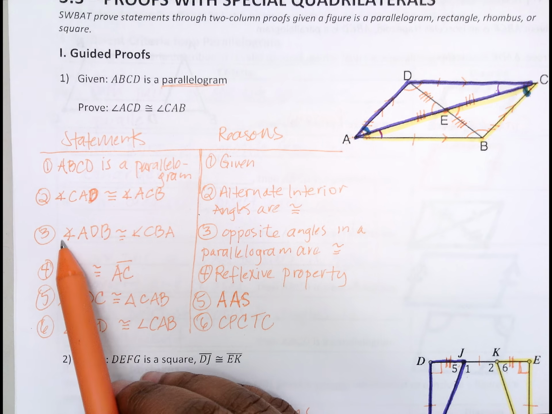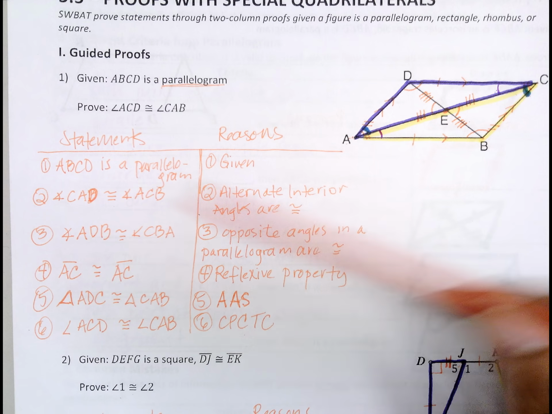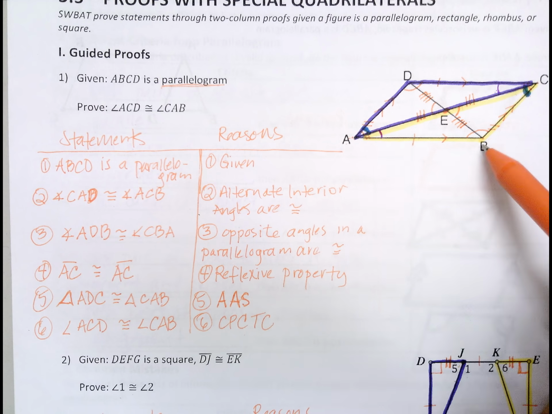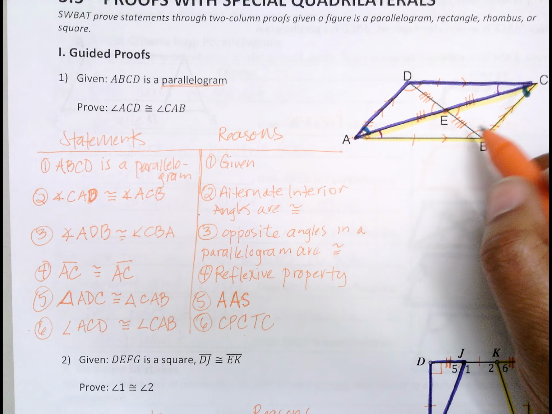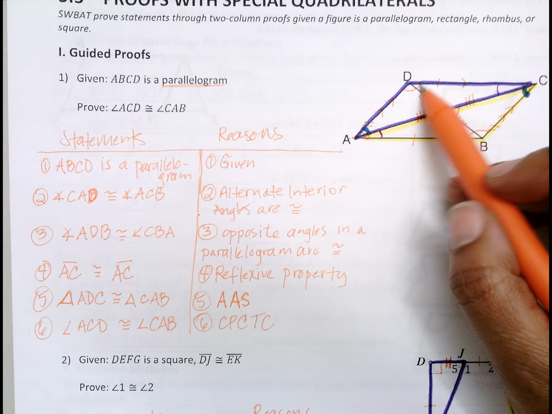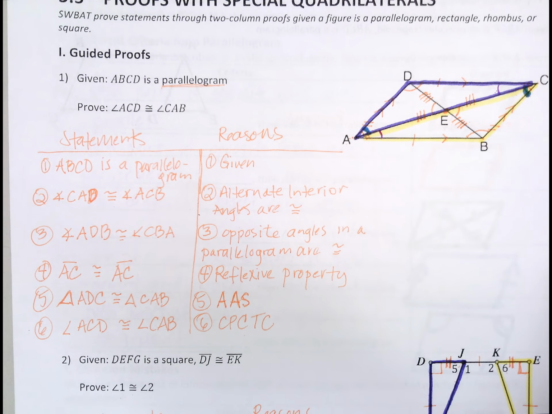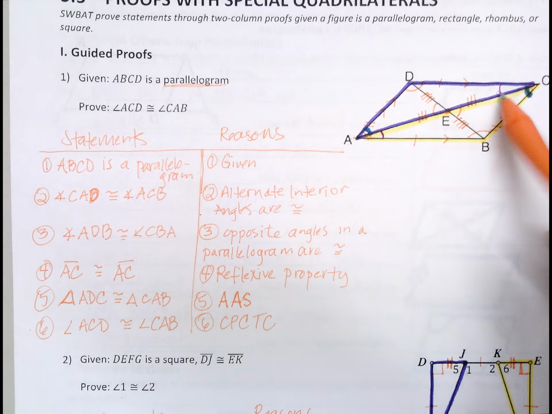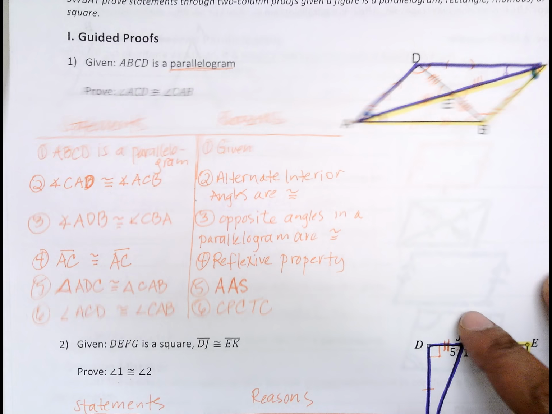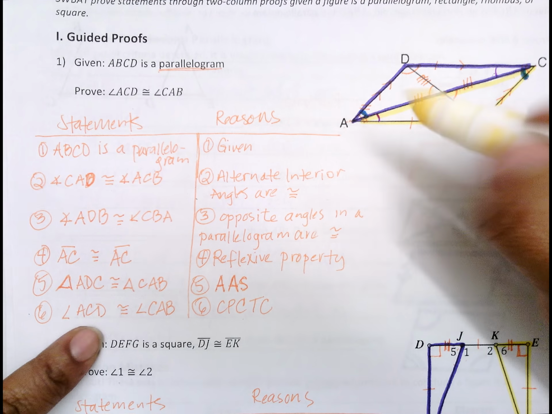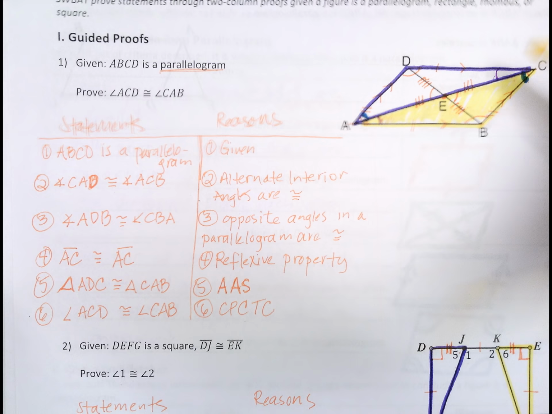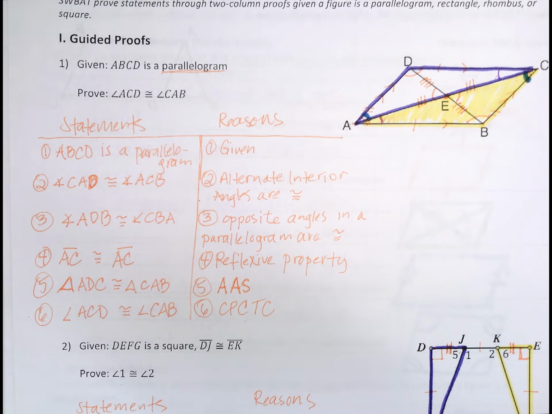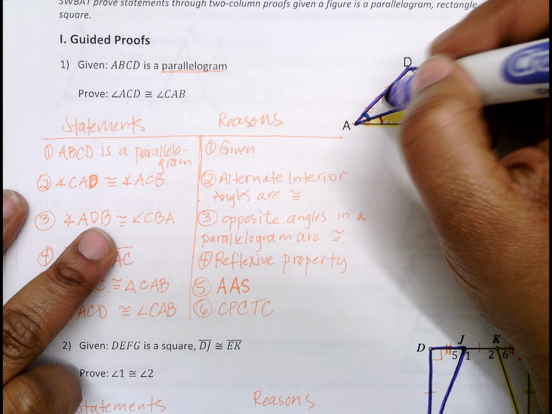All right, then we state that angle ADB is congruent to angle CBA. So this angle right here is congruent to this angle right here. All right? And then using the reflexive property, so the way we're looking at it is we're looking at these two triangles right here. So this whole triangle here and this whole triangle here, okay?